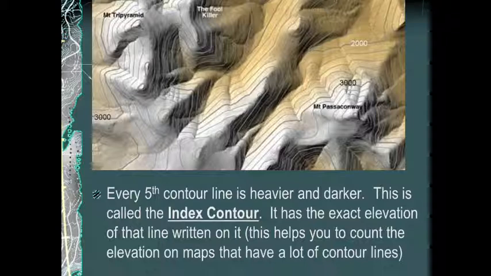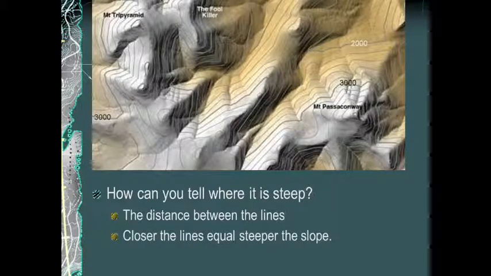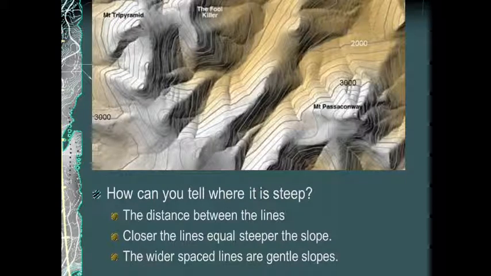All right, continuing. How can you tell where this is the most steep? Well, the distance between the lines is much closer. The closer lines mean it's very steep right there. If the lines are spread out, it's a very gradual, gentle slope. Just like we talked about earlier when we were looking at that profile picture. When the lines are spread out, it's a gentle slope, gradual. When the lines are real close together, it is a very steep slope or a cliff.